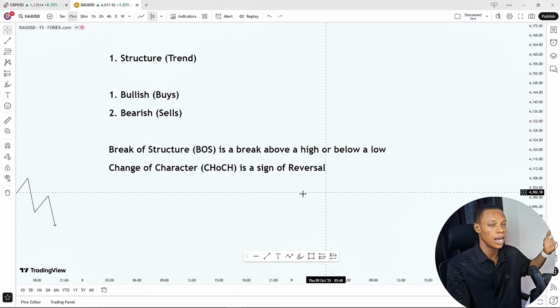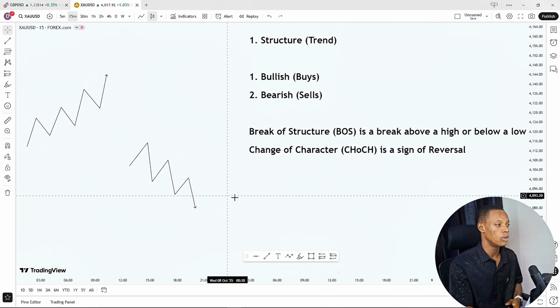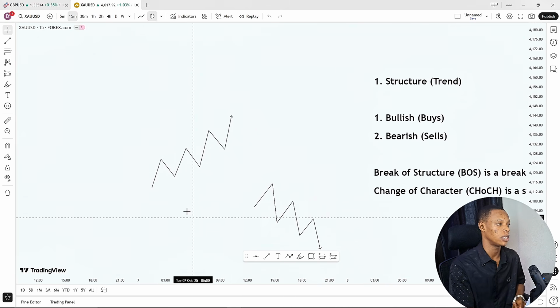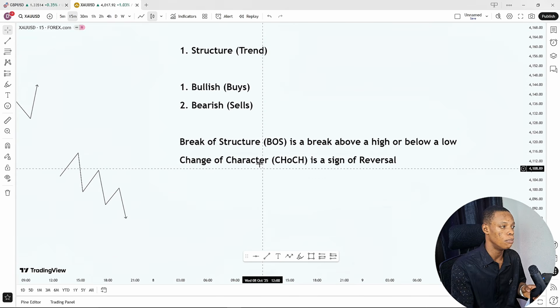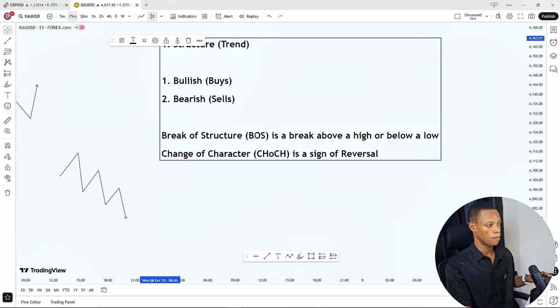So gold price is going higher, bullish. Now, how do I know that this market is bullish? That means I should be looking out for buys. Otherwise, I'll be looking out for sales. I personally use the break of structure.